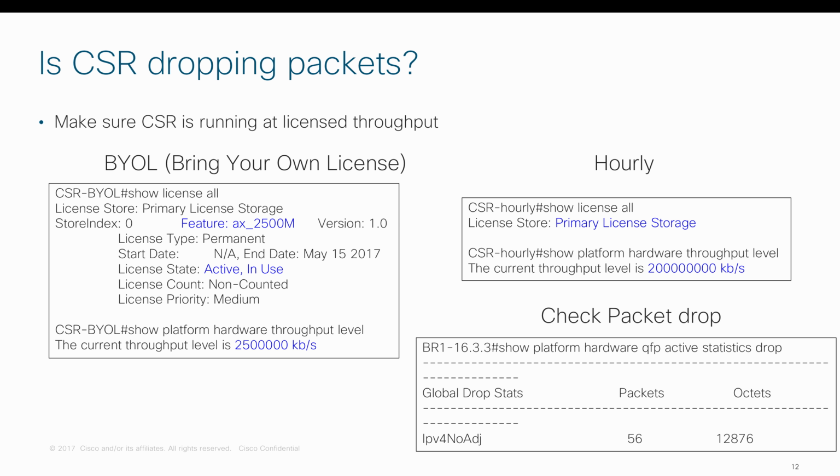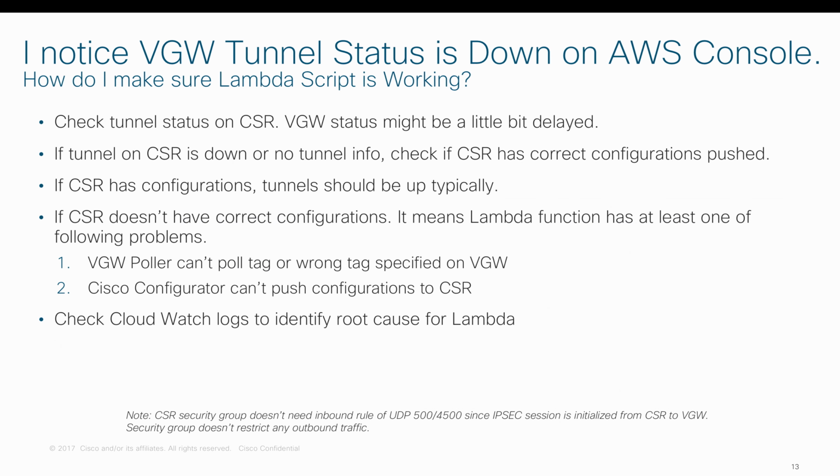There is another useful command you can use to show the reason the CSR is dropping packets. This one is IPv4 non-adjacency, which means probably some neighbor is not forming correctly, so you see a packet drop. If you see a tail drop, that means you exceeded the maximum license of the CSR. So probably you have to go either with a larger instance type, or upgrade your license.